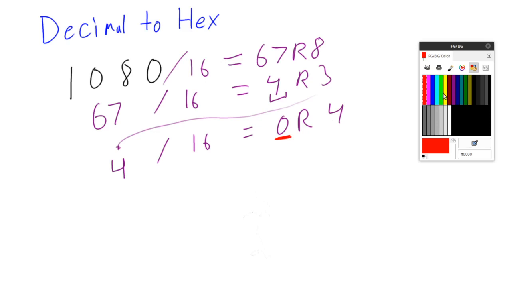And so our final value here, right, this is our most significant, and this is our least significant. So our final value becomes 4, 3, 8 in hex. So look at, we took this big value, 1080, it's 3 digits in decimal, and we compacted it down, compacting really just in terms of the amount of digits it takes, but it's really still the same value.